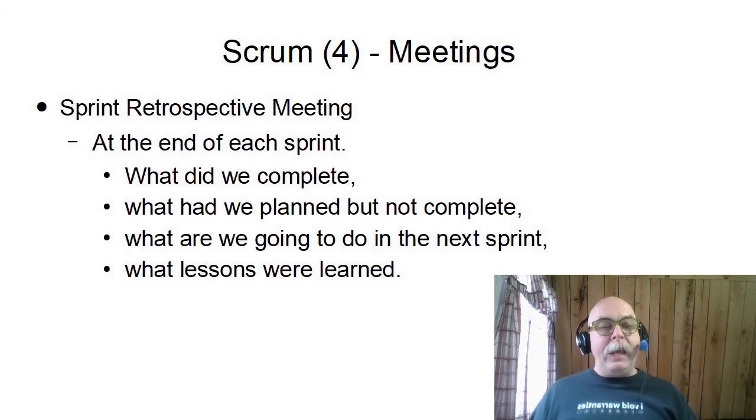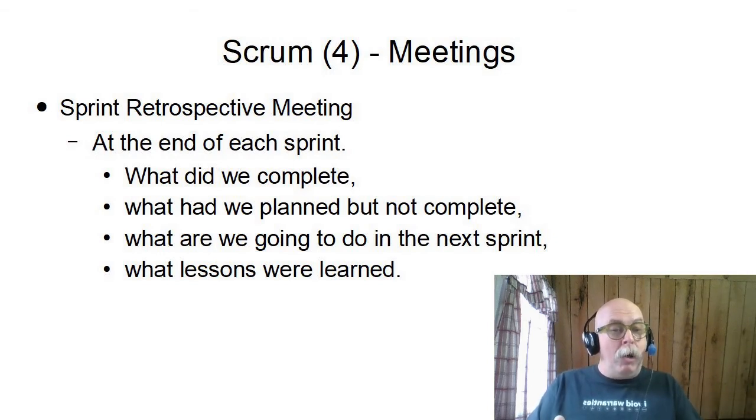The third meeting type that you have in a Scrum group is the sprint retrospective meeting. So at the end of each sprint, before we start the kickoff meeting for the next sprint, we sit down and say, okay, what did we complete? How far did we get? This deliverable product, what does it do? What had we planned for it to do at the beginning of the sprint, but it doesn't do? That's important to know. What are we going to do in the next sprint?